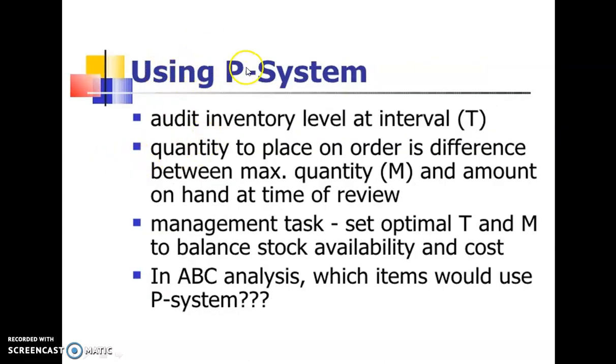So in the P system, the quantity to place an order is the difference between maximum quantity and amount on hand at time of review. Okay, so the audit is conducted at regular intervals. So quantity M, set optimal T and M to balance stock availability and cost. At all times we have to review that inventory and consider the inventory at hand in the periodic review reorder quantity system. It may be called periodic reorder system, periodic review system.